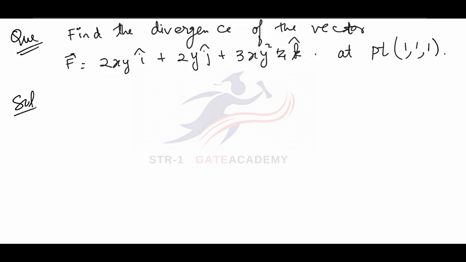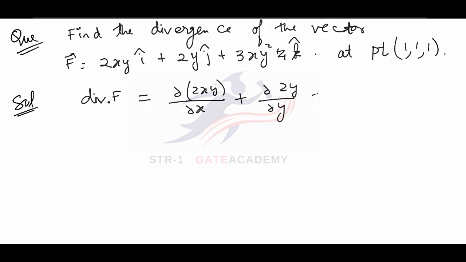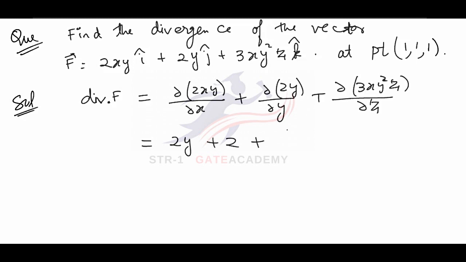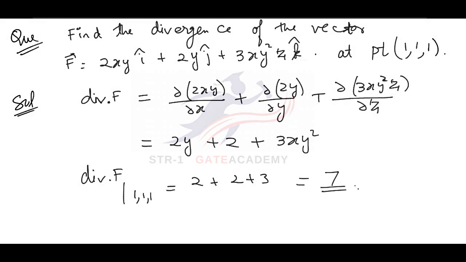It's very simple. Divergence of f is given as del of 2xy upon del x, plus del of 2y upon del y, plus del of 3xy square z upon del z. With respect to x, it will become 2y. With respect to y, it will become 2. With respect to z, it will become 3xy square. And if you want divergence of f at the point 1 1 1, it will become 2 plus 2 plus 3. So it comes out to be 7. Very simply you can get the answer. Clear?